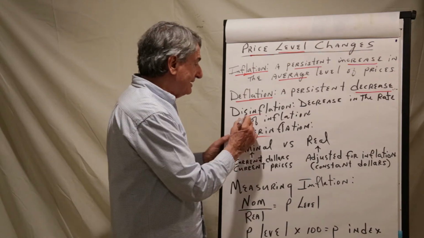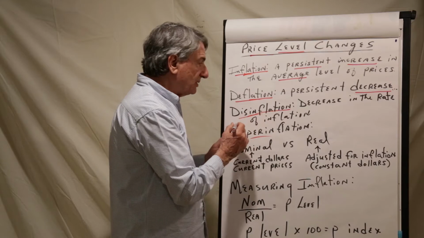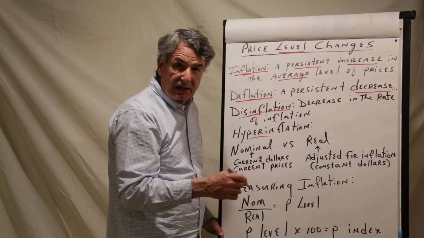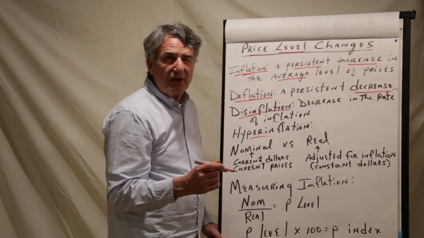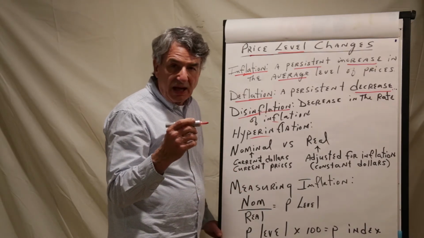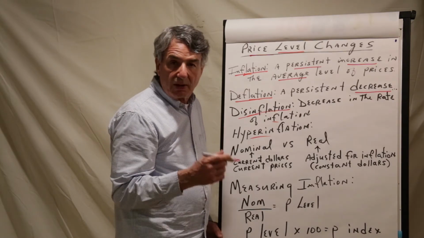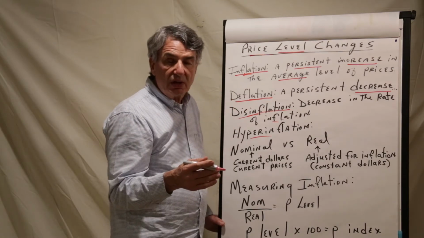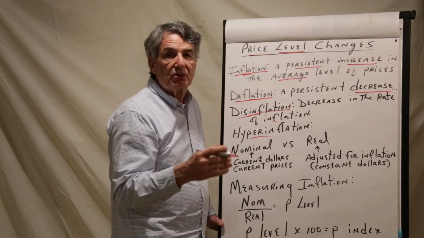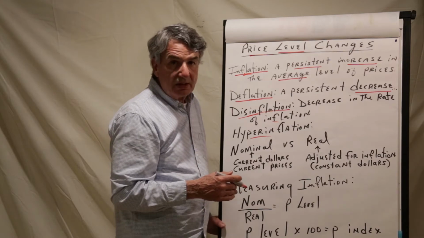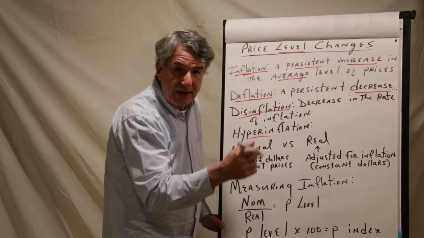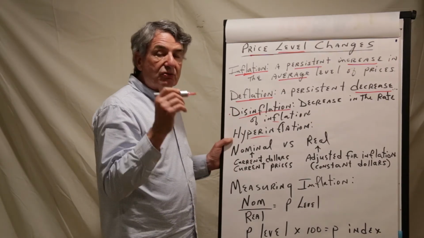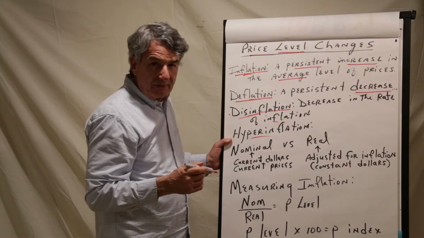Then there's a term, disinflation. Disinflation is a decrease in the rate of inflation. There's still inflation, but there's a decrease. So if, for instance, in 1978 or 9, the inflation rate was 12 or 14%. By the year 1992 or so, the inflation rate had gone down to about 2 or 3% per year. So there was still 3% inflation, but the rate had gone down. That's disinflation. Hyperinflation is extremely rapid increases in the price level.